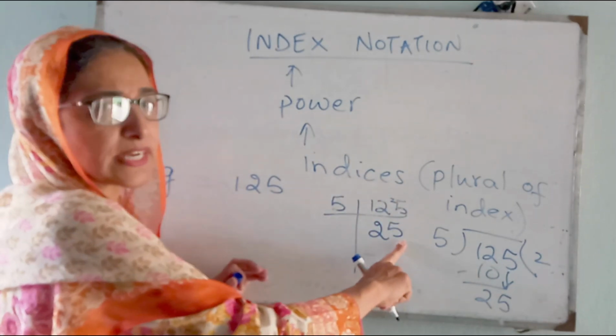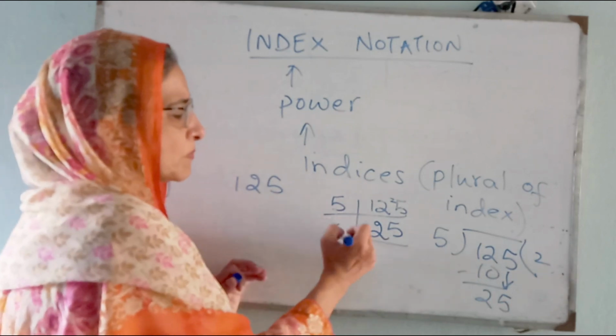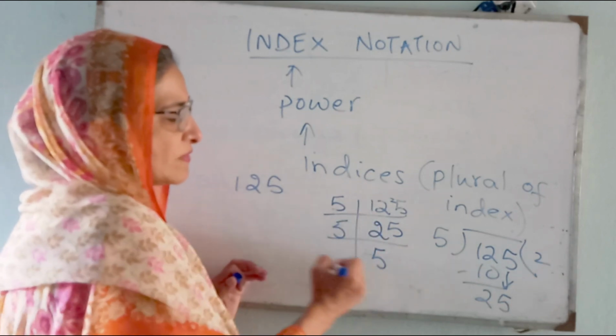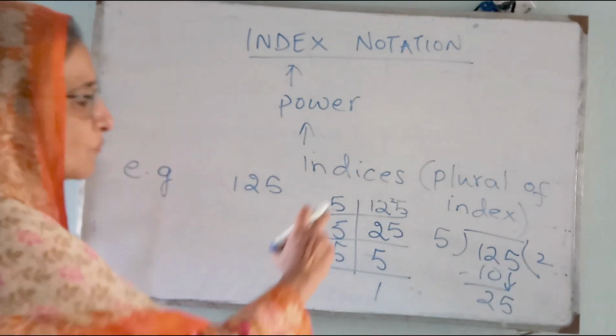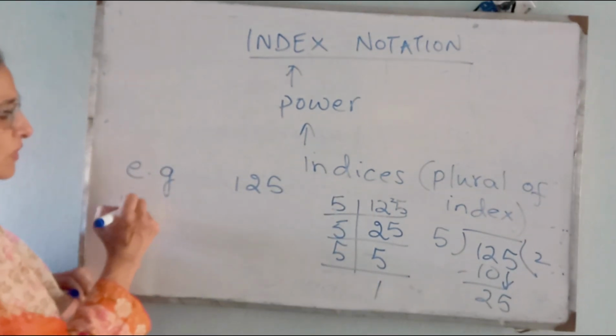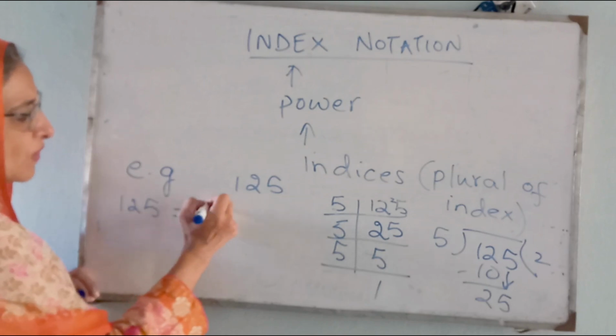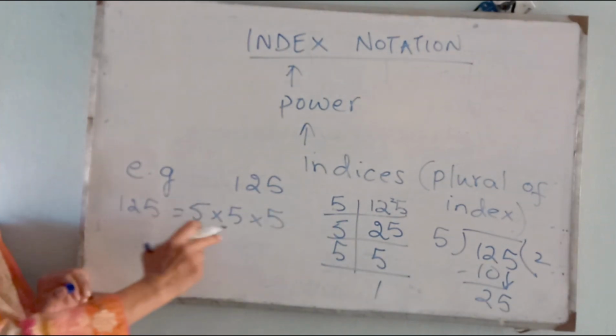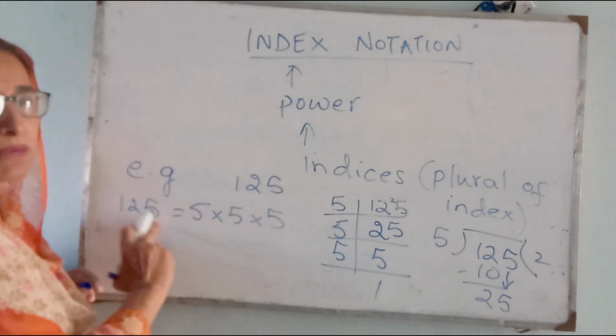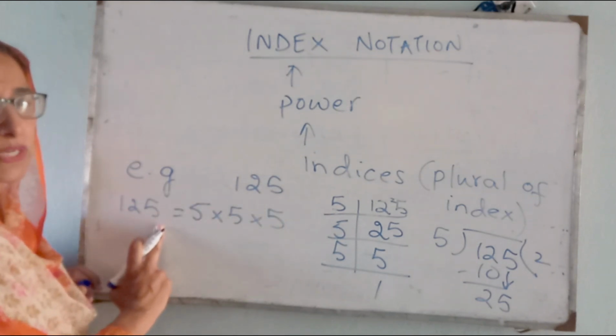Now once again it is ending in 5, so it is divisible by 5. 5 5s are 25, then 5 1s are 5. So when I write the factors of 125, it will be 5 multiplied by 5 multiplied by 5. When 5 is multiplied 3 times, I get the answer 125.